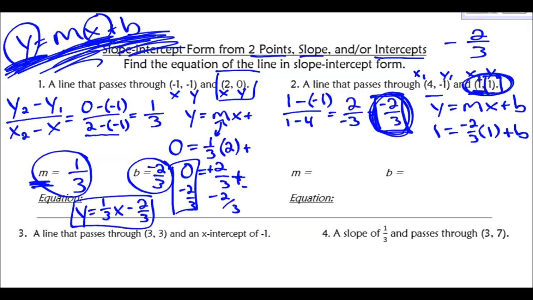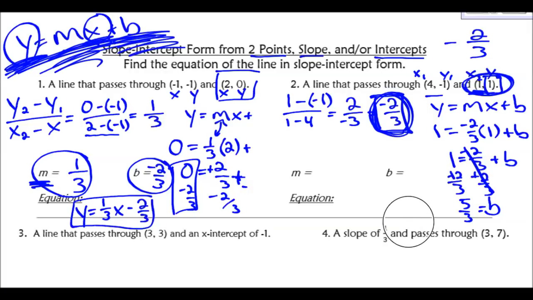Negative 2/3 times 1 is just negative 2/3. And then I'm trying to cancel out that negative 2/3 that's being added to b. It's negative 2/3 that I have to cancel out. So I'm going to add that over. Adding 2/3 to a negative 2/3 cancels it out. If I do it to one side, I have to do it to the other. So that would give me b equals 1 plus 2/3. 1 is just 3 over 3, so plus 2 over 3 would give me 5 over 3.